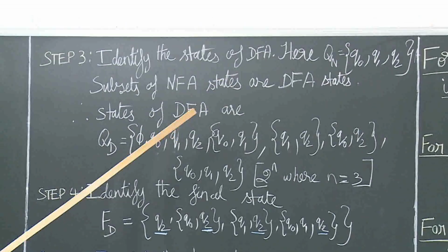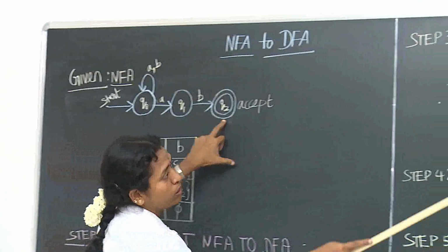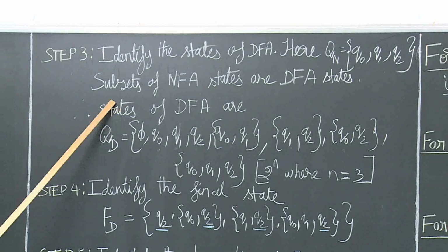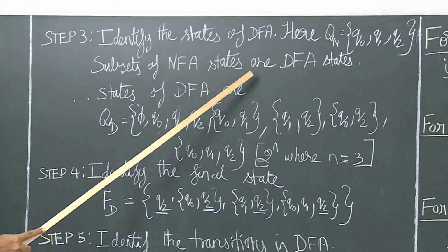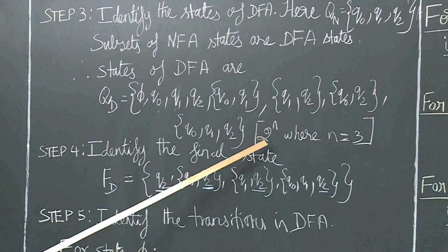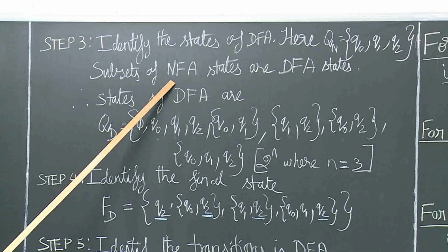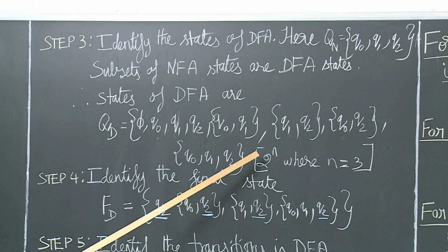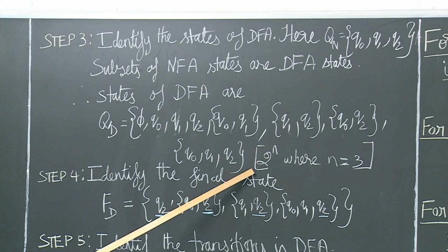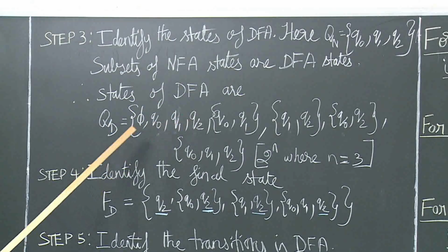Here the states of the NFA are Q0, Q1, Q2. Next, the formula is that subsets of NFA states are DFA states, that is, 2 power n. If you have n states for the NFA, then for the DFA it will be 2 power n. Here the n value of the NFA is 3, so 2 power n means 8 states for the DFA. Now we can see what the 8 states are.